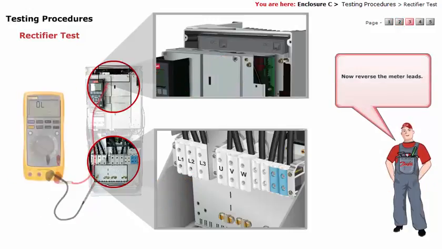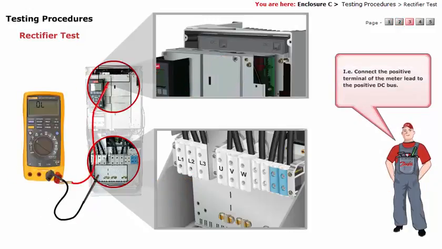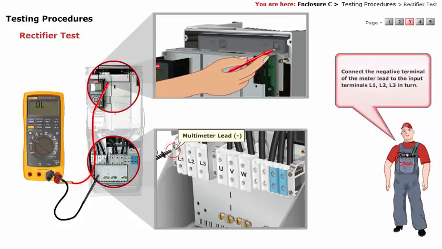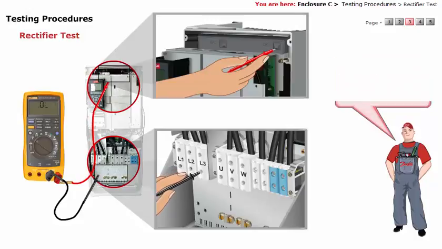Now, reverse the meter leads. That is, connect the positive terminal of the meter lead to the positive DC bus. Connect the negative terminal of the meter lead to the input terminals, L1, L2, L3. In turn, the multimeter should show thyristor open.